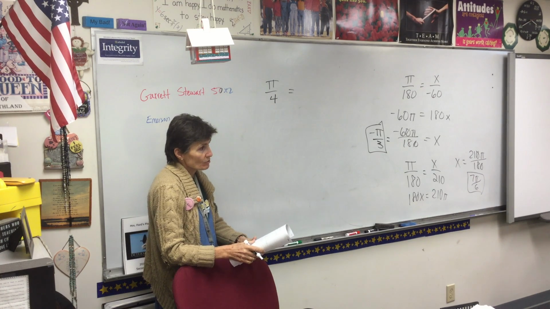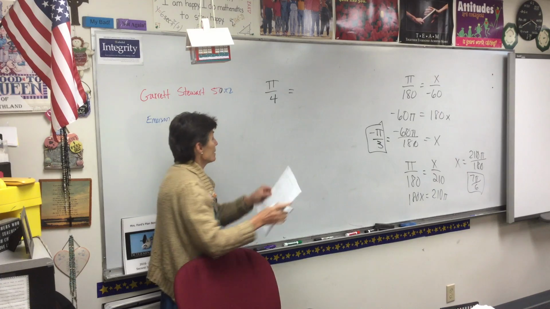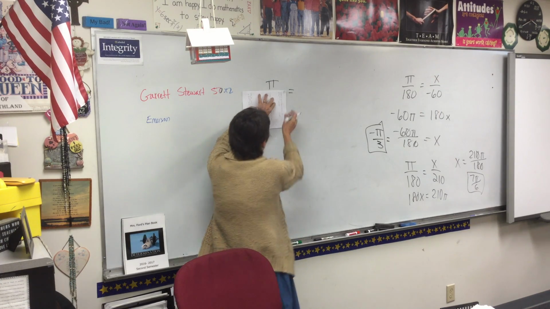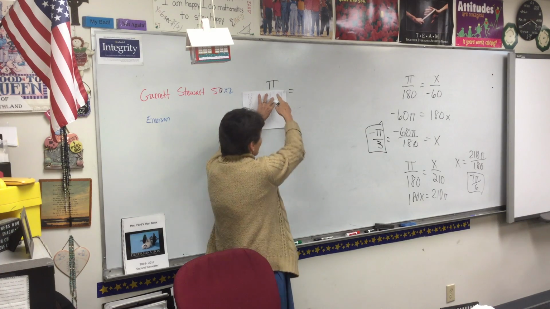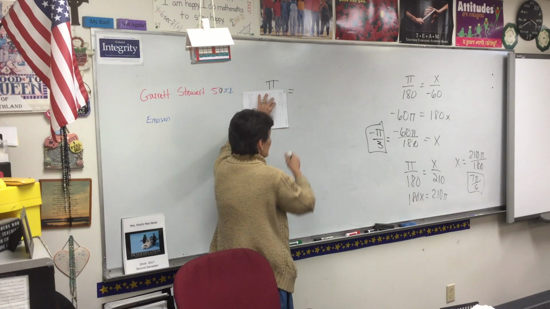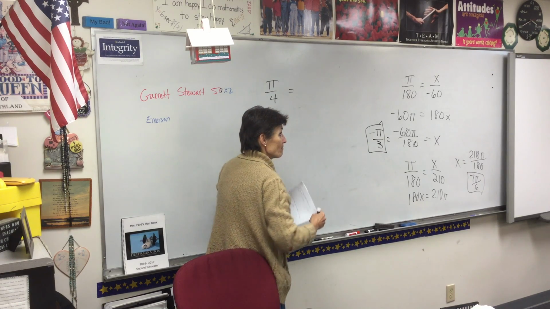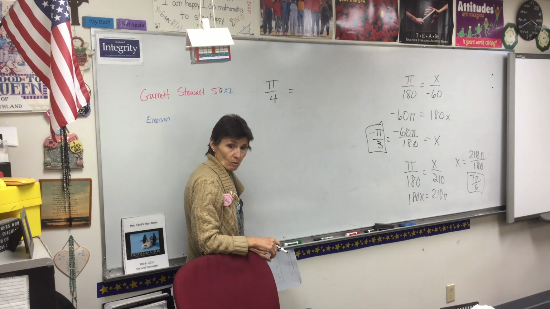Now, if your brains are still engaged, you actually can do this with a shortcut, because pi is how many degrees? So that's 180 degrees right there. Pi is 180 degrees. If you're dividing that by 4, what would that be? 180 divided by 4 would be 45.